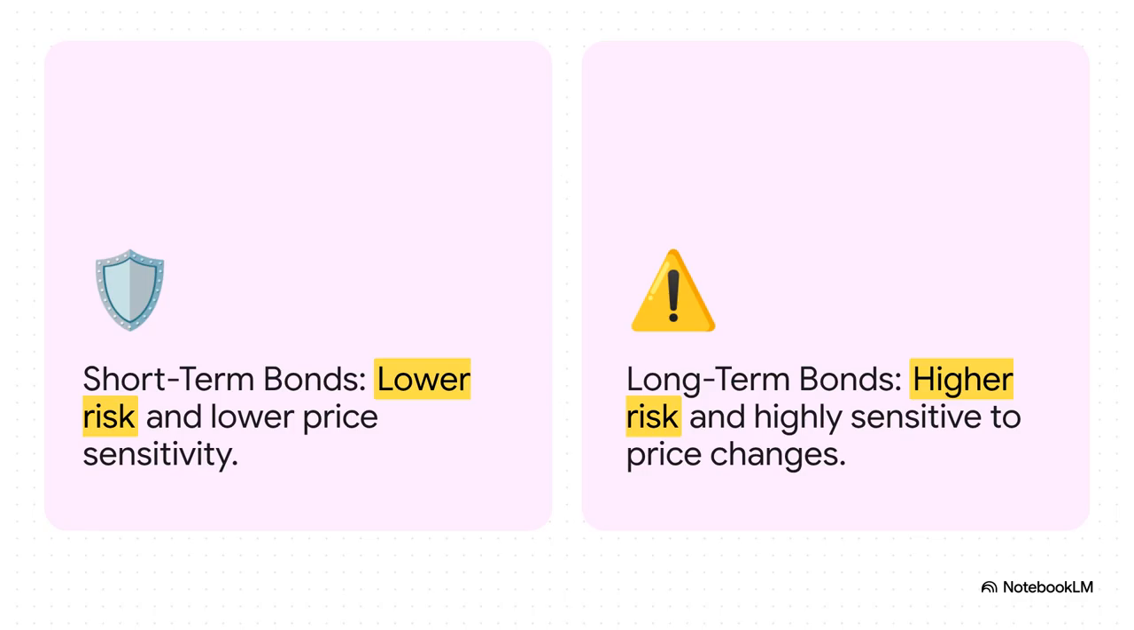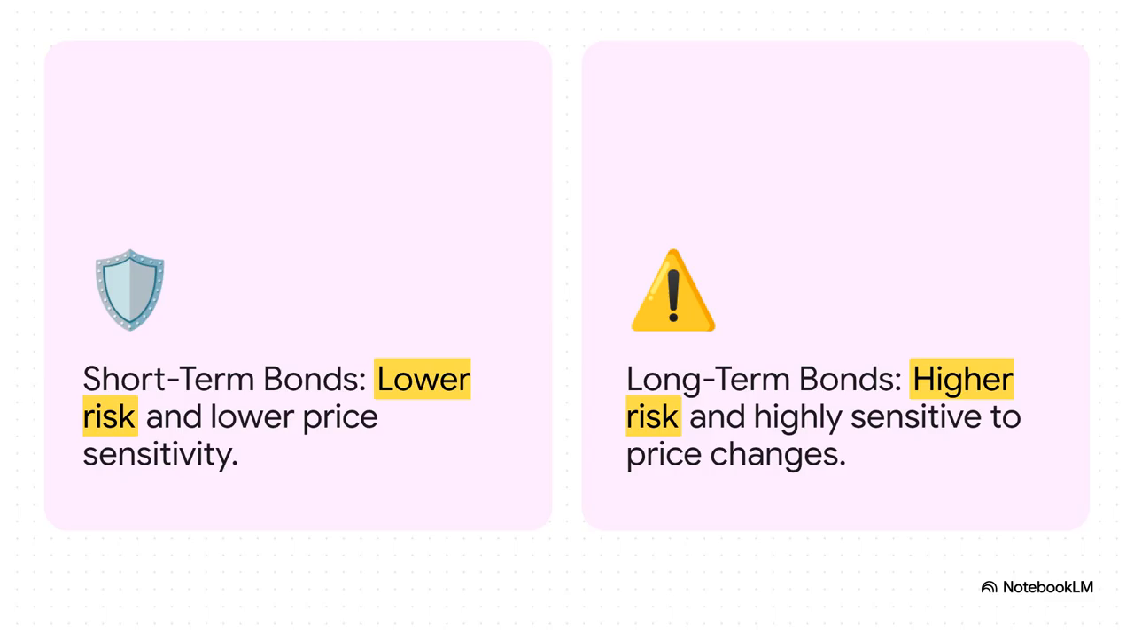Let's put these two side by side so they are permanently burned into your brain for exam day. Short-term bonds are sitting there on the left, with lower interest rate risk and lower price sensitivity. Why? Well, if market rates suddenly jump tomorrow, a short-term bond's price will only dip a tiny bit, because the investor doesn't have to wait very long to get their cash back and reinvest at that sweet new higher rate.